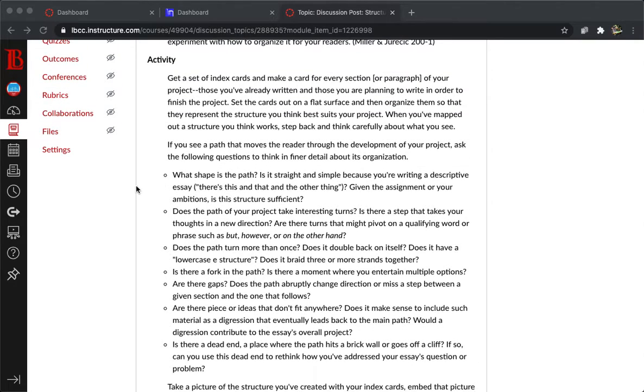So first question, what shape is the path? Is it straight and simple because you're writing a descriptive essay? There's this and that and the other thing. Given the assignment or your ambitions, is this structure sufficient?